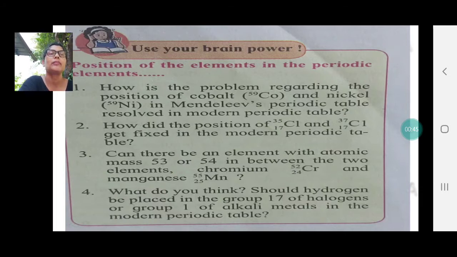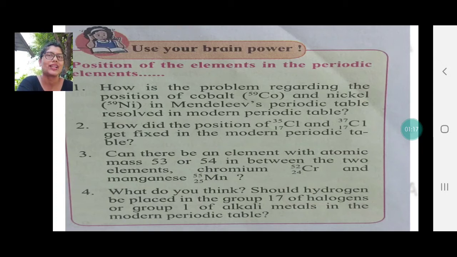How is the problem regarding the position of cobalt and nickel in Mendeleev's periodic table resolved in the modern periodic table? Okay, now if you notice, Mendeleev had placed cobalt before nickel, though if you look at the atomic mass for cobalt and nickel, both were the same, 59-59. Then what made Mendeleev place cobalt before nickel? Why not nickel before cobalt? So can you think of the answer?